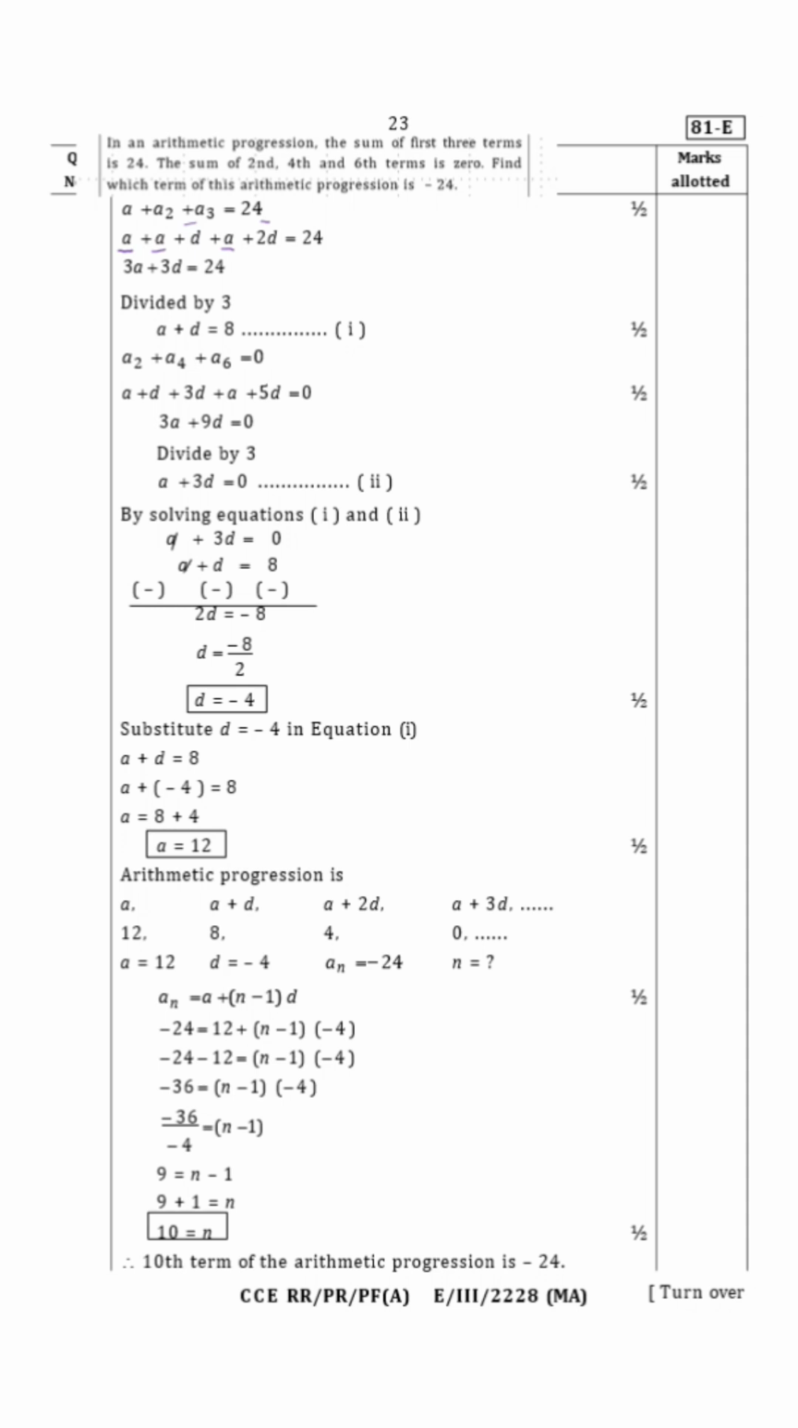Now we are also given that the sum of the second, fourth and sixth terms is 0. The second term is a plus d. The fourth term is a plus 3d.